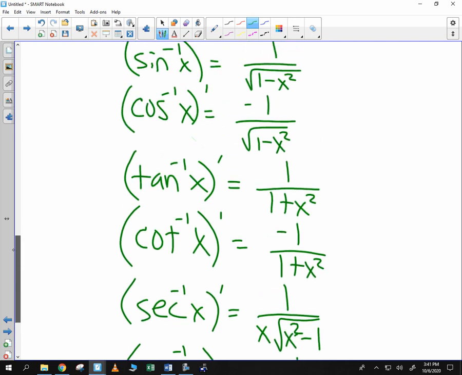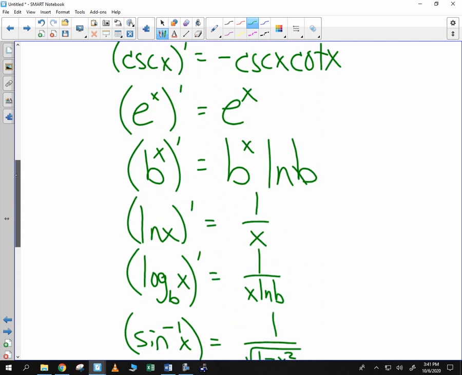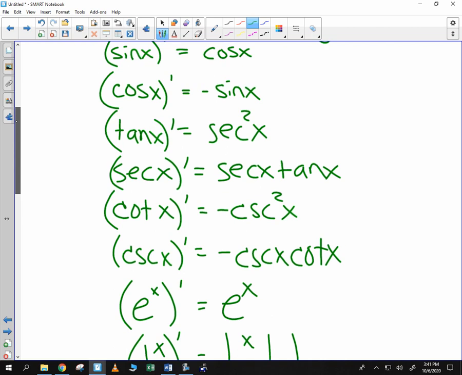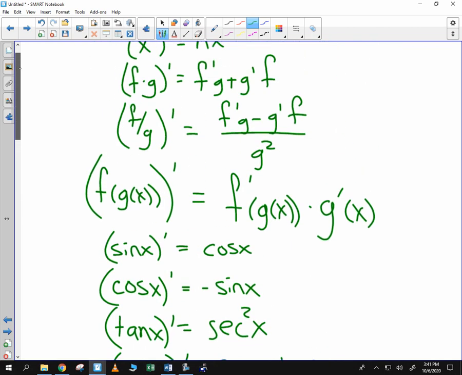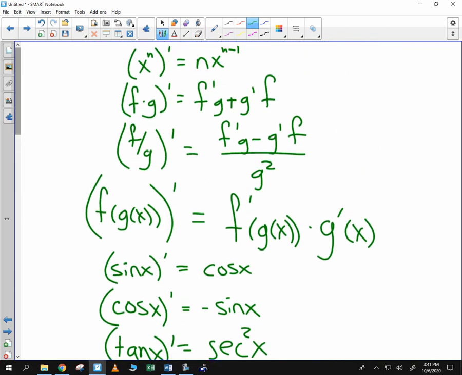There's the list. Those are the derivatives. The good news is you don't have to memorize them. You get the notes. The bad news is you still need to have reference for them and understand how to use them. And that's what we'll be focused on in class.